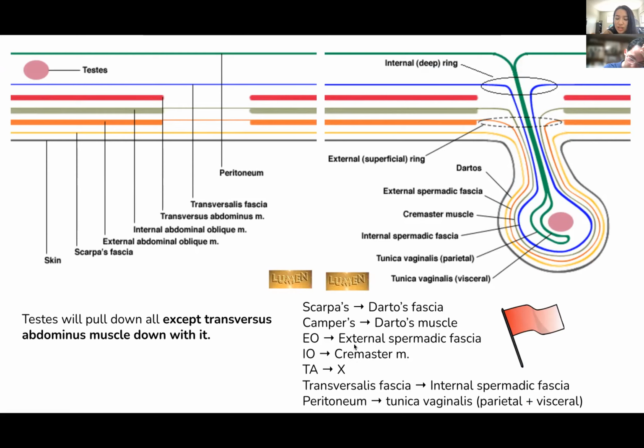Okay, so just think, the two with the T's are the interesting ones. The first one, the transversus abdominis, doesn't go down. Then the transversalis fascia is the one that goes around and surrounds the spermatic cord. And then you've got the peritoneum, the parietal and then the visceral peritoneum. It turns into the tunica vaginalis, and that's often where we have problems with inguinal hernias as well.